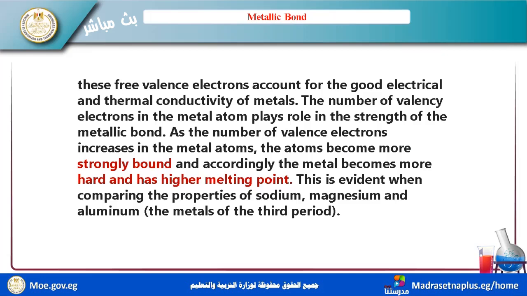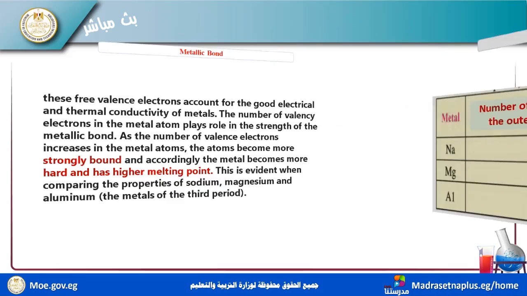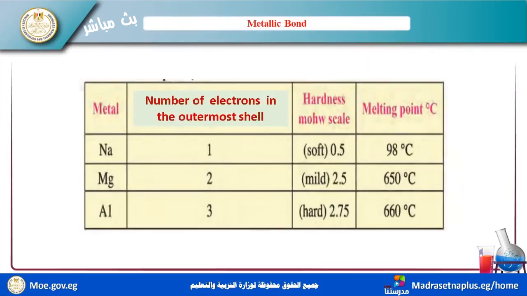As the number of valence electrons increases in the metal atoms, the atoms become more strongly bound, and accordingly the metal becomes harder and has a higher melting point. This is evident when comparing the properties of sodium, magnesium, and aluminum, these metals of the third period. They have differences in the strength of these metals, in boiling points or melting points, or the conductivity of electricity.